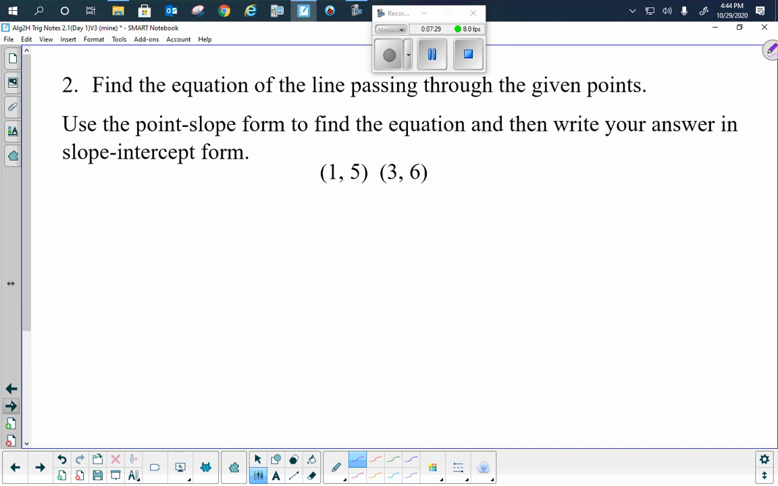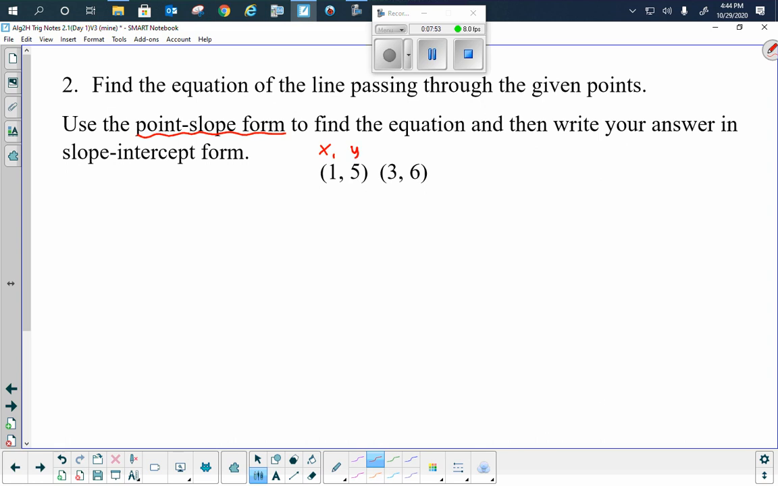Number 2, find the equation of the line passing through the given points. Okay, so we're given those 2 points, and then use point slope form to find the equation, and then write your answer in slope intercept form. So let's talk about this. Even if we did not tell you to use point slope form, guys, this is really the format of what you should do. And some people do this a little bit differently.